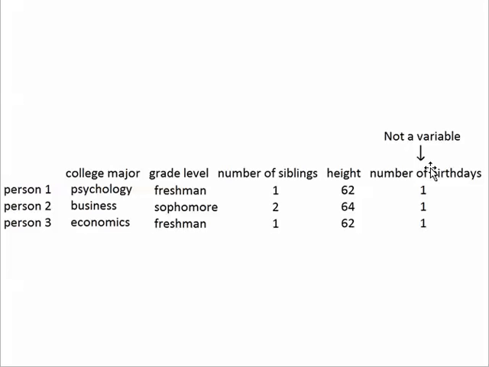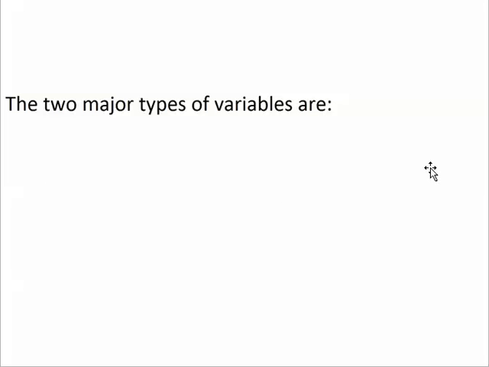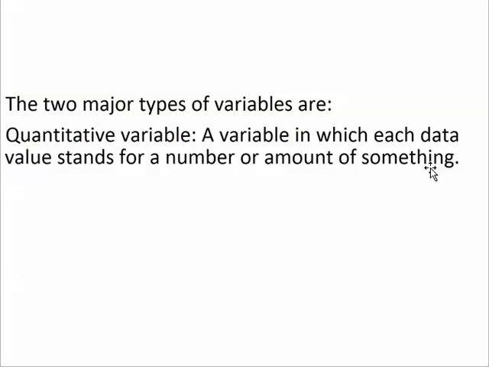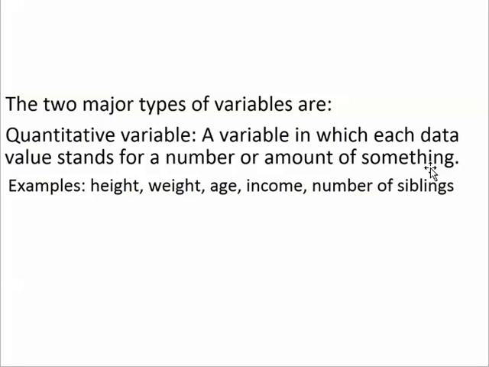Now we'll talk about different types of variables. The two major types of variables are quantitative variables and qualitative variables. A quantitative variable is a variable in which each data value stands for a number or an amount of something. Here are some examples of quantitative variables.